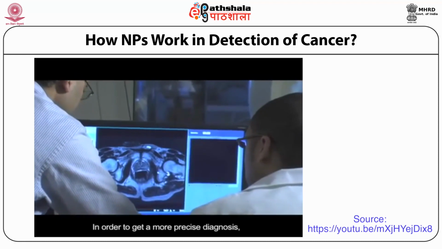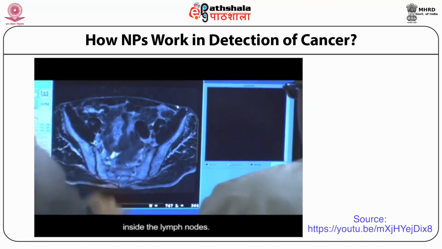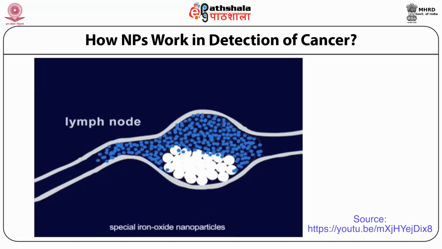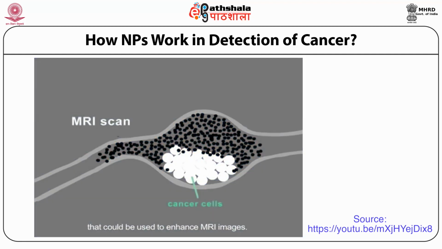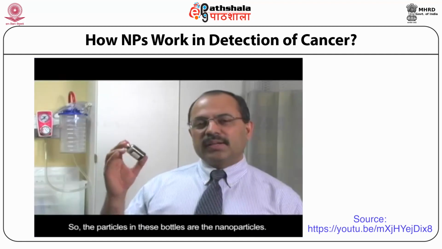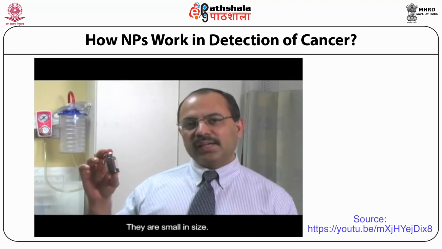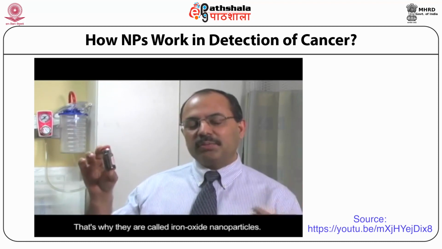In order to get a more precise diagnosis, doctors would need to find a way to see inside the lymph nodes. So Dr. Weissleder set out to design special iron oxide nanoparticles that could be used to enhance MRI images. The particles in these bottles are the nanoparticles. They are small in size. They are essentially rust particles. That's why they are called iron oxide nanoparticles.